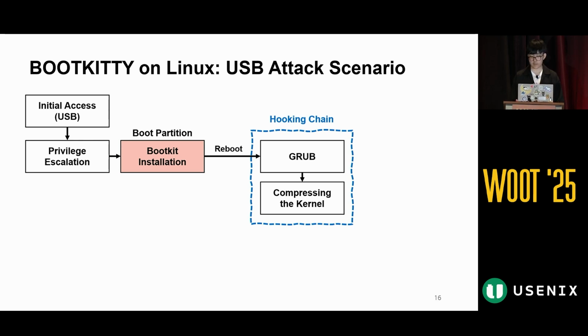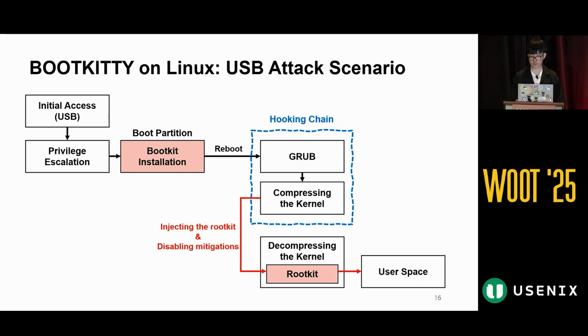First, they hijack the Grub bootloader to inject hooks into the kernel loading process. Next, they hook the decompression function in the compressed kernel region. Finally, they hijack the decompressed kernel to disable mitigations and load the rootkit. Through this process, the rootkit is loaded and the system is fully compromised. In summary, Bootkitty hooks each stage of the Linux boot process, from shim and Grub to the compressed and decompressed kernel, compromising the entire execution flow.